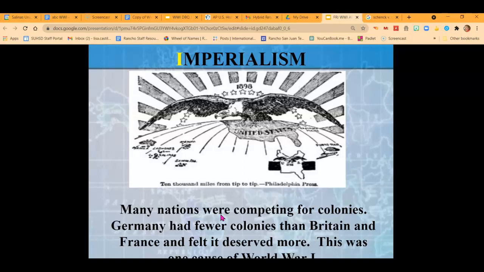So imperialism is going to be a cause for the war, because Germany is an imperial power too. And guess what? They want more land. And so they are going to be using imperialism as a motivation to spread out and expand, which will then lead to World War I. But it also is a motivation for the United States to actually get involved in the war.